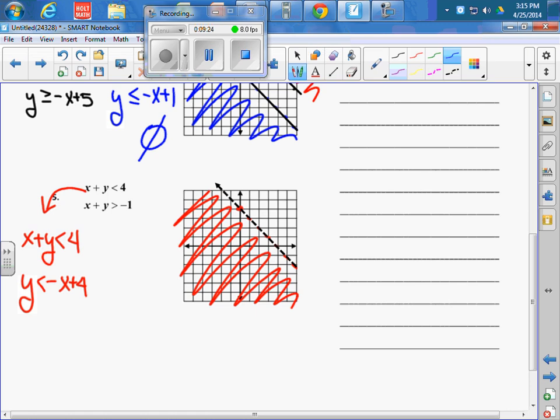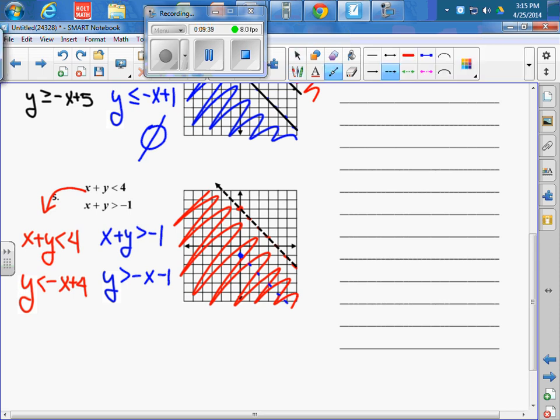Then I'm going to do x plus y is greater than -1. Subtracting x from both sides, y is greater than -x minus 1. And I start at -1, down 1, right 1. Is this going to be a dotted line or a solid line? Again, it is dotted. And because it says greater than, I'm going to shade everything above.